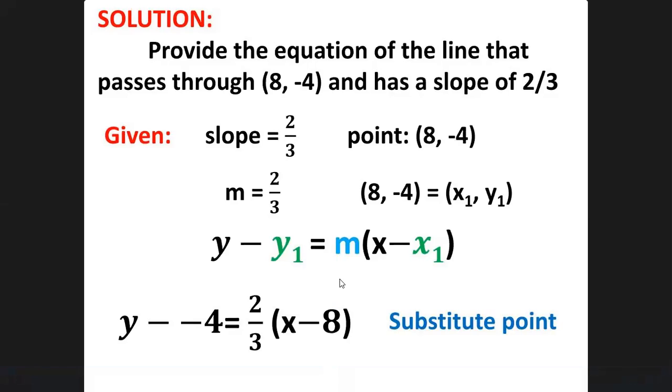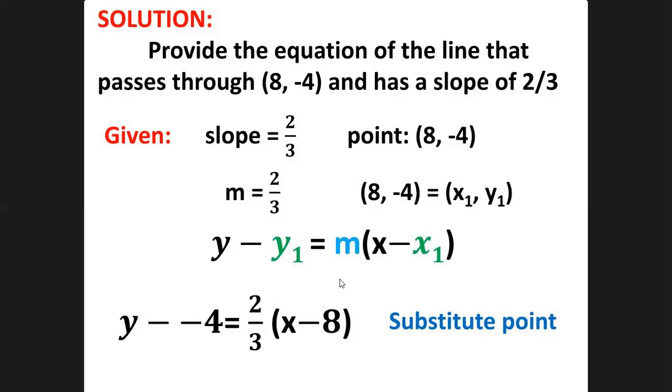So as Hannah said, the slope equals 2 over 3. And the point which was given to us was 8 and negative 4. We will transfer it according to the formula for the point-slope form. The slope represents m, which is 2 over 3. And 8 and negative 4, we will transfer it, so it will be x1 and y1. Now, the general form was y minus y1 equals m times x minus x1. So we will only substitute.